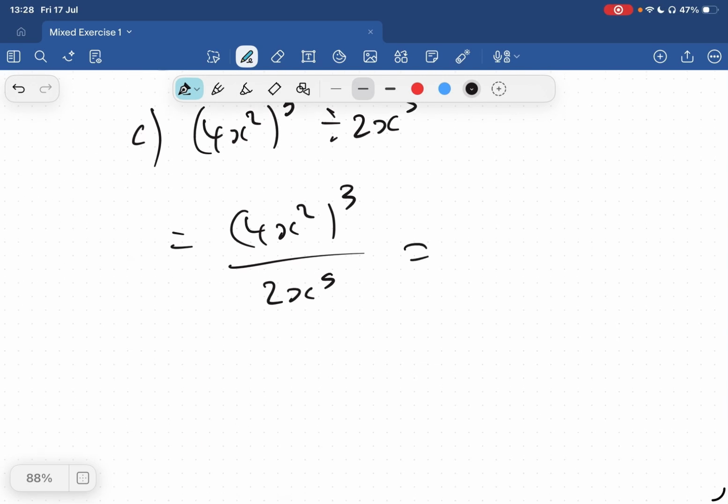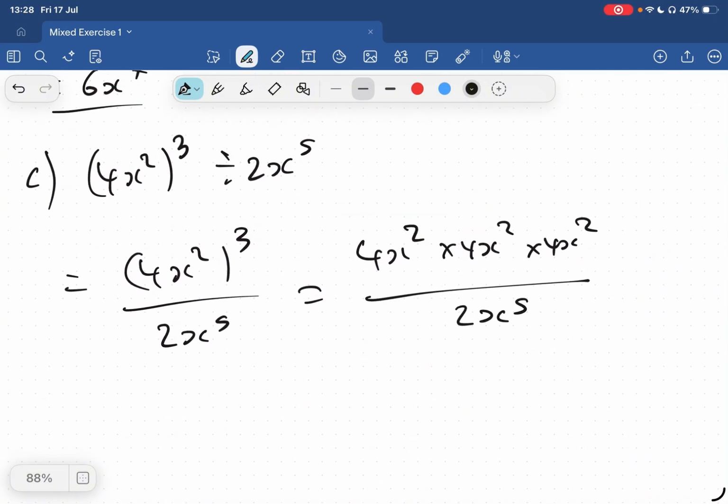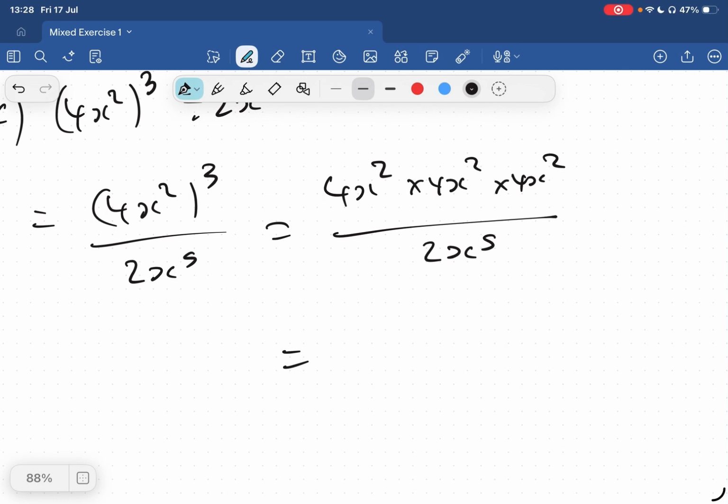Now this cubed, what is that cubed meaning? Well, it's 4x squared times 4x squared times 4x squared. And using part B, see all of this is compounding, we know we can just do 4 times 4 times 4, which is 64. 4 times 4 is 16, times 4 is 64, if you know your Minecraft. And then x squared times x squared times x squared, well, we just add them, x to the 6 over 2x to the 5.